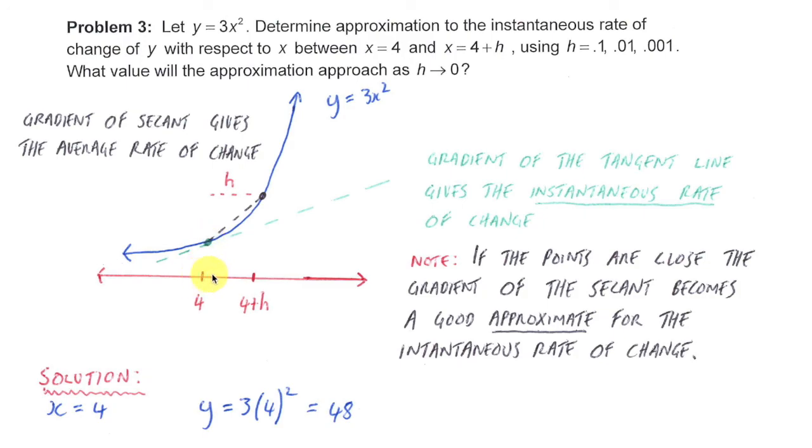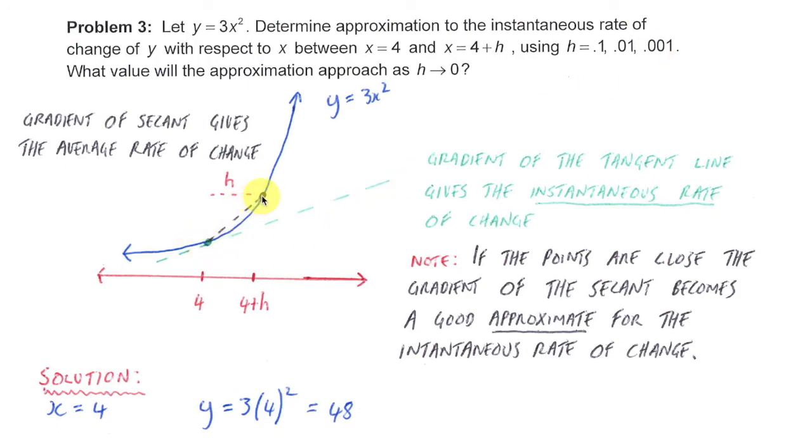Notice that the distance between the 2 points I'm referring to as h. It's that horizontal distance. So hopefully now this will make sense to us. We've got a function y = 3x². We need to work out approximations for the instantaneous rate of change in y with respect to x for x = 4. So, hey, what's the instantaneous rate of change here at this particular point? And what we're going to be using is values of h, which are 0.1 apart, then 0.01, then 0.001.